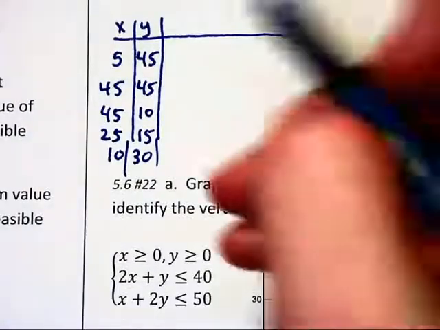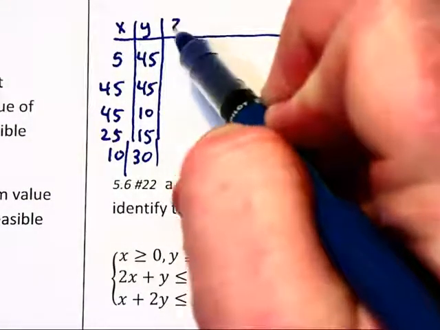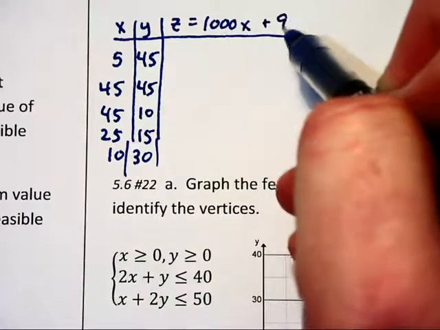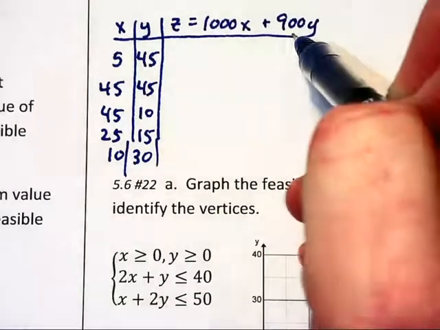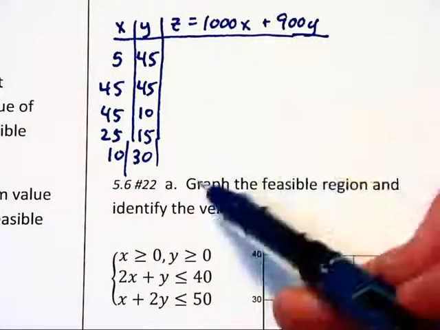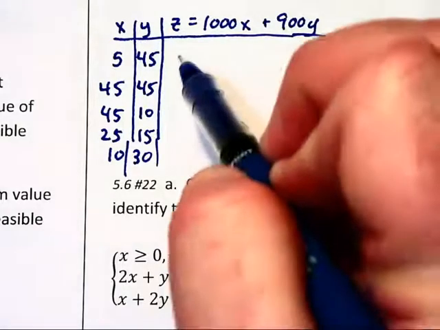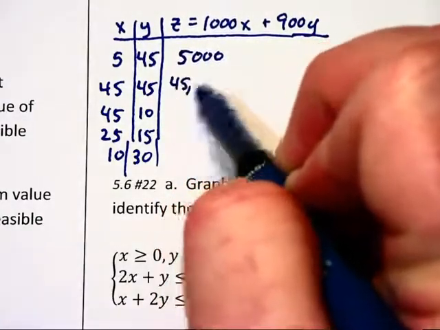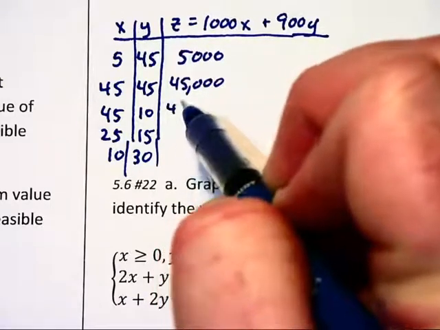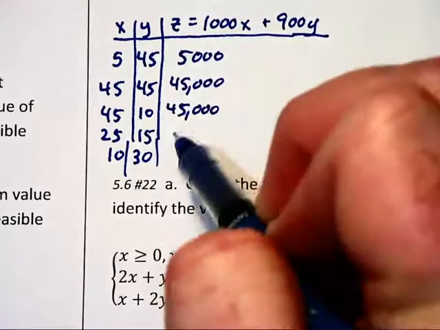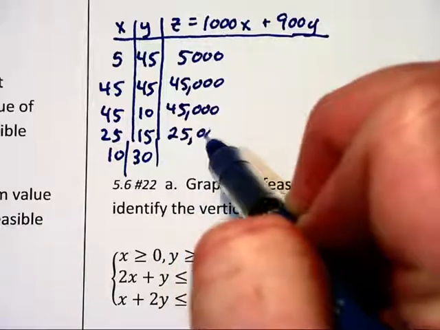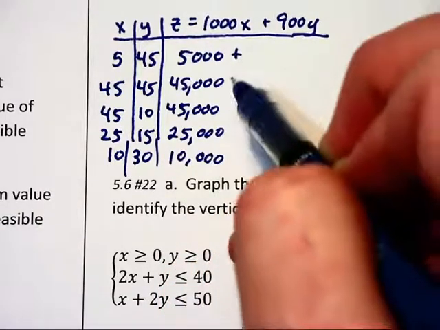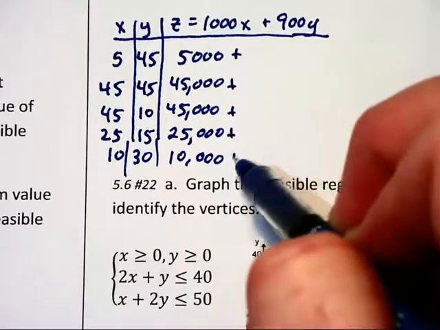Now the equation we're working with will be z is equal to 1000x plus 900y. So let's start by going 1000 times each x value. We will have 5,000, 45,000, 45,000 again, 25,000, and 10,000. And I'm going to just draw my plus signs going straight on down here.